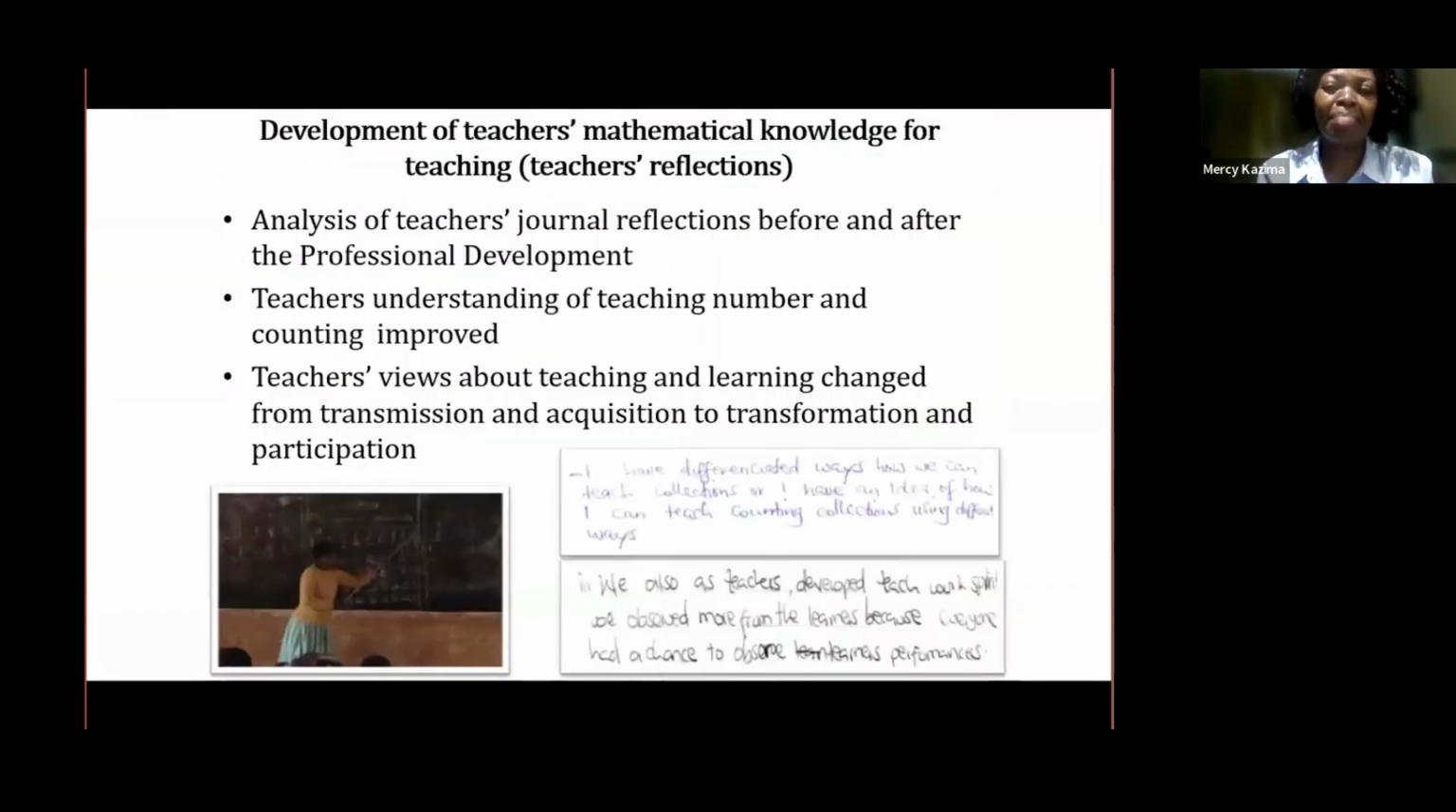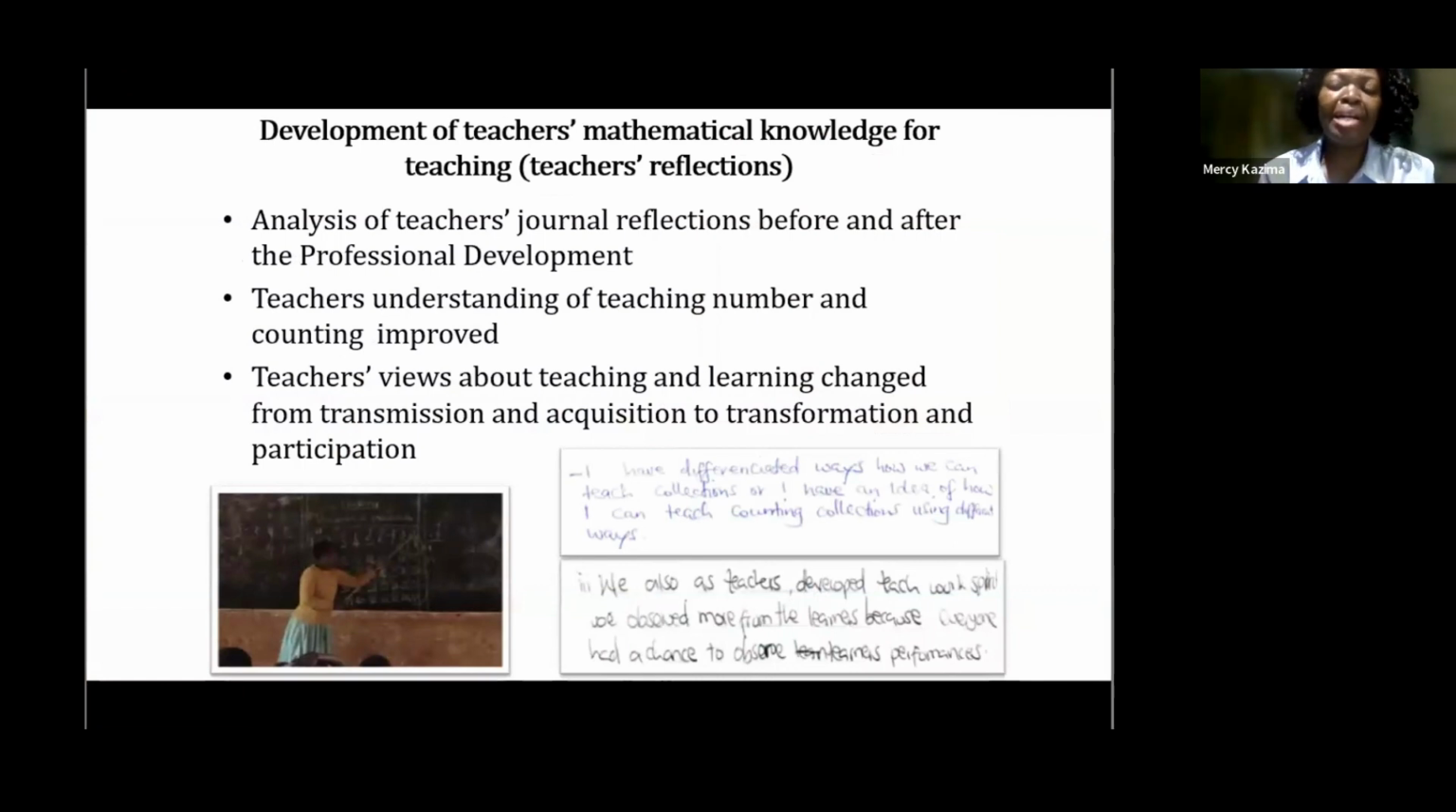Now about the mathematical knowledge for teaching that we learned from the project, we analyzed the teachers' reflections before and after the professional development. Each teacher was given a journal where they wrote their reflections before, sometimes during, and after the workshop. And from that, we learned after our analysis that teachers' understanding of number and counting improved.